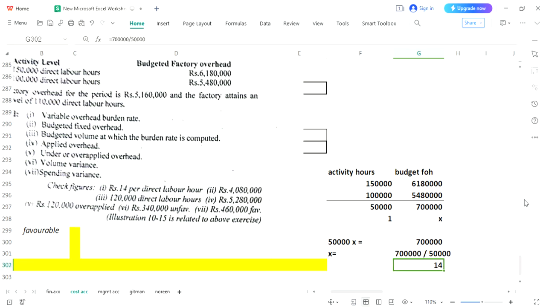Now listen again to what you have done. Due to change in hours, your cost was changing. Since it changes, we can call it variable cost. With the help of the data given in the question, since we have decided it's a variable cost, we were able to calculate the rate of change of cost. If cost is changing, the rate which we calculate would be the variable rate. So finally we have calculated that the variable FH rate is 14.